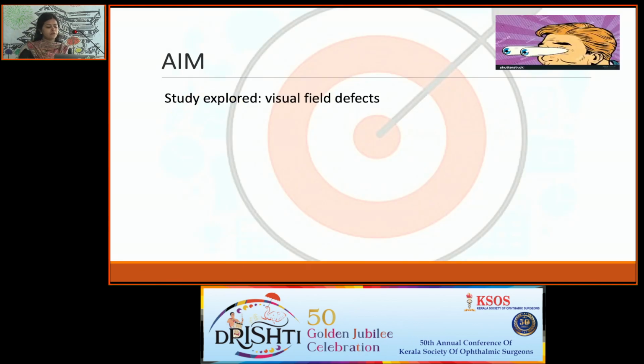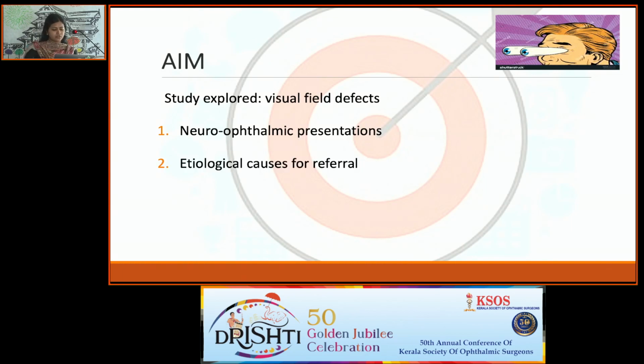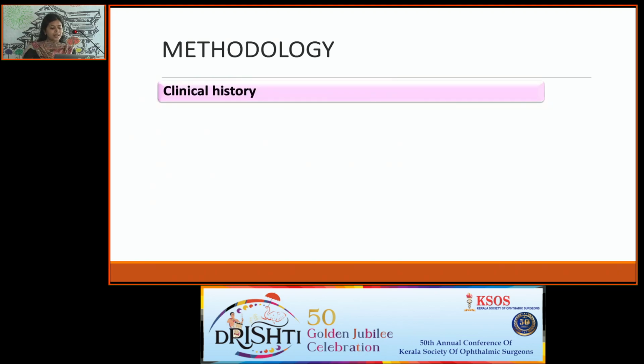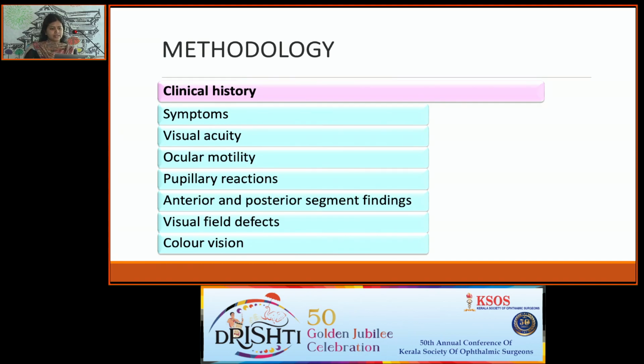of location. The aim of my study is to explore the nature of the neuro-ophthalmic presentations, etiologic causes for the referral, and association with the pattern of visual field defects. Our study is a retrospective review of the electronic medical record conducted in an eye care center from October 2022 to May 2023. Study participants include 242 patients referred from a single national neurology center in the same locality. Study parameters include clinical history, symptoms, visual acuity, ocular motility, pupillary reaction, salient features of anterior and posterior segment findings, visual field defect, and color vision.